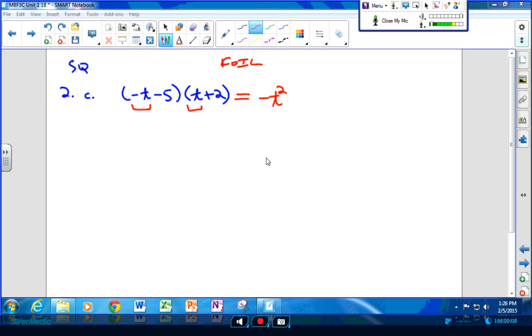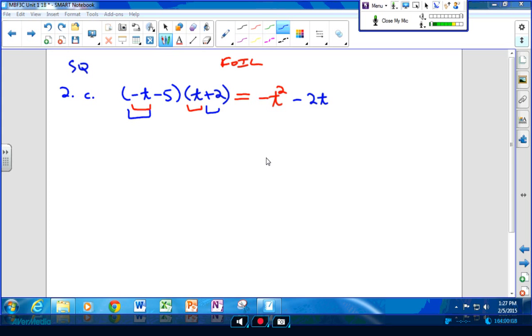Now we're going to do the outside. I'll change to blue. We're going to do the negative t times plus 2. That's the outside. A negative times a positive, the answer is going to be negative. And I have t times 2, which is just 2t. Again, this is a style thing, but it's not really an optional style thing. We put the numerical constant in front of the variable. So that was our outside.